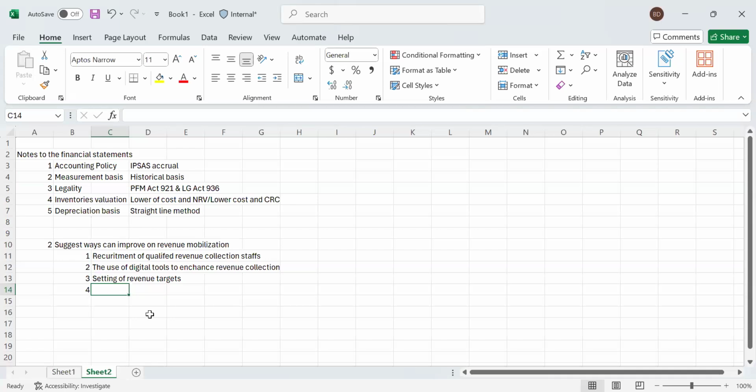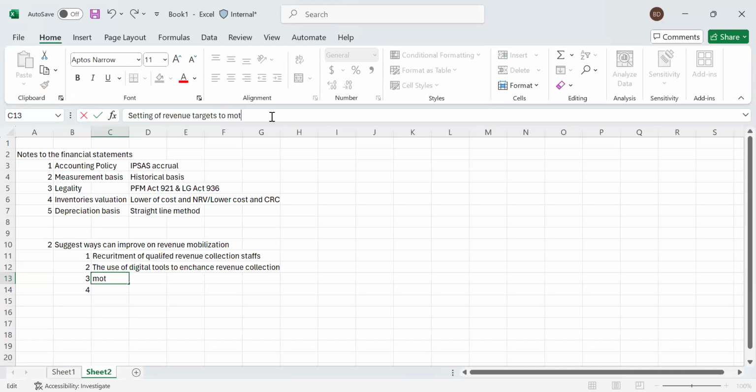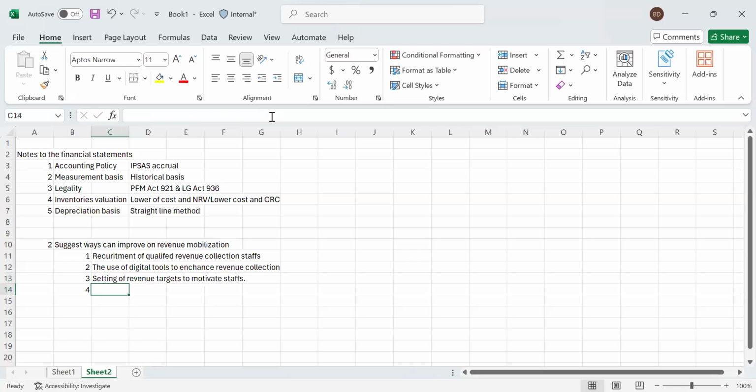Okay. Setting of revenue targets, the 4th point. So, Felix, let me add flesh to this. Setting of revenue targets to motivate staff. Is that correct? Is this the flesh you want? Okay. The 4th one, any idea? Yeah, I think they should enforce the compliance of the revenue collection. Okay, compliance.